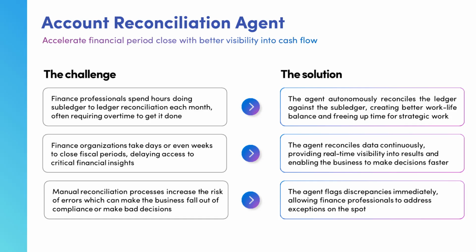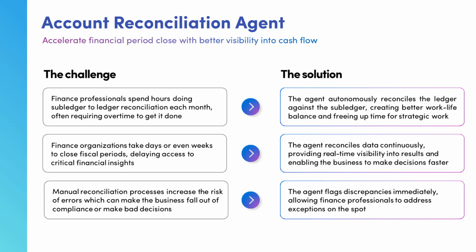The challenge people have at month end is that it takes hours to do your subledger to ledger account reconciliation every month, often requiring people to work longer hours to get these tasks done. Financial organizations take several days or even weeks to complete the close, which delays the financial reports and gives your C-level suite delayed visibility into your financial statements. And of course, anytime you're doing a manual reconciliation process, it increases the risk of errors, which can make businesses fall out of compliance or make bad decisions.